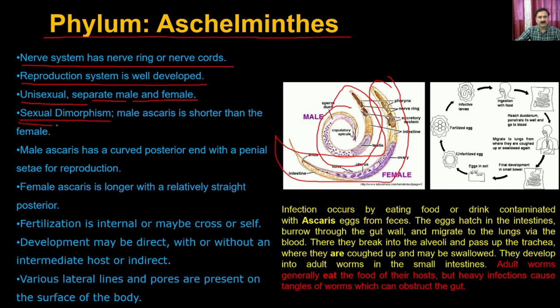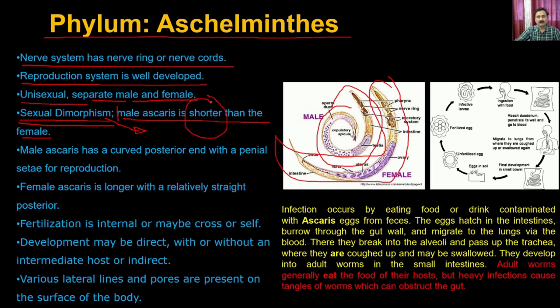What is meant by sexual dimorphism is that there will be distinct characteristics of the male as well as the female. Sexual dimorphism is also present in many other organisms, like humans. Like you might have seen, the male is very different from the female. Similarly, in the Aschelminthes you also have sexual dimorphism. So the male Ascaris is shorter than the female, so that is one characteristic, right?